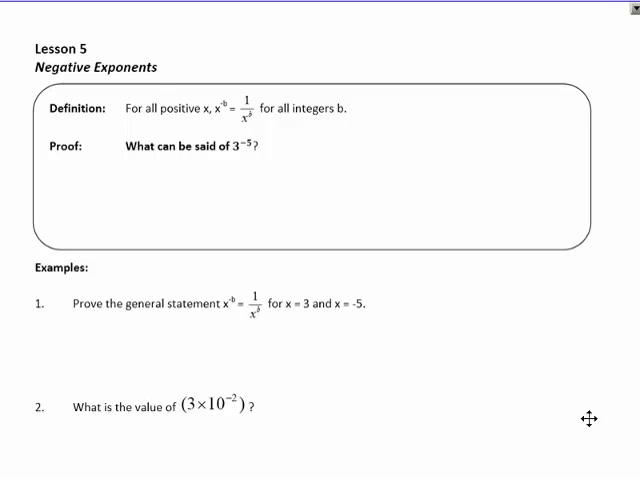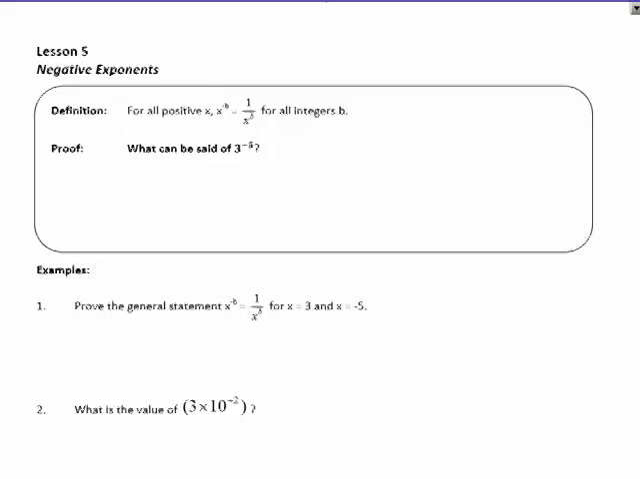All right, ladies and gentlemen, so far we've been working on exponents, but our exponents have been positive. Our base can be negative, but we've only dealt with positive exponents. Now we're going to look at what happens if I have an exponent that's negative. And all of this right here, for all positive values of x, x to the negative b equals 1 over x to the b.